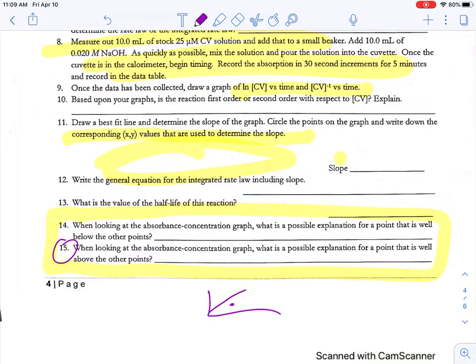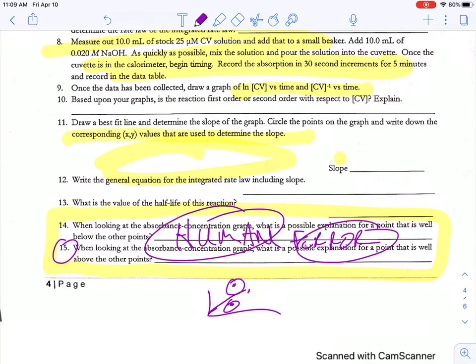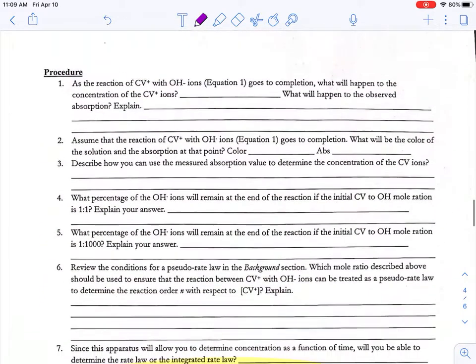Or on this one, what's going to happen if I get a point that's well above there? In other words, all the other ones are linear, but what could have happened to generate a point way up here or a point way down here? Now, here's what I don't want you to say. Don't say, oh, human error. Horrible answer. Human error is bad, okay? Not acceptable. You want to look at what could have physically caused those deviations on that point.